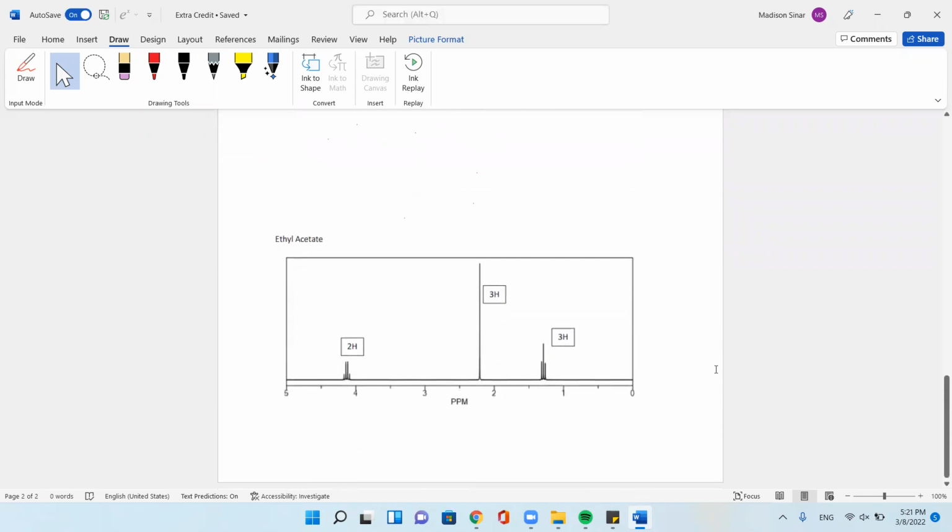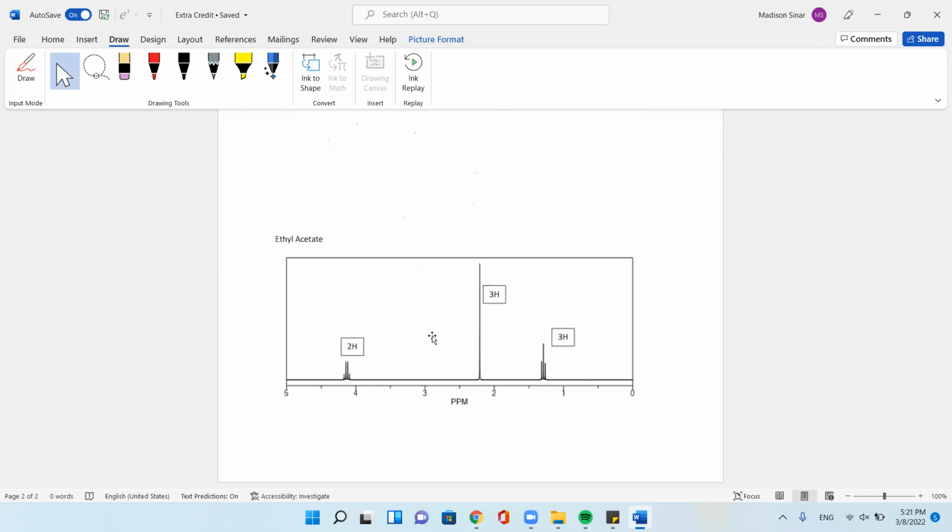First, we should look at the number of signals. This usually dictates how many different types of protons are in a molecule. So for example, if you had a methyl group, which is CH3, you would only have one signal because all three of those hydrogens are identical. They all have the same neighbors, essentially.